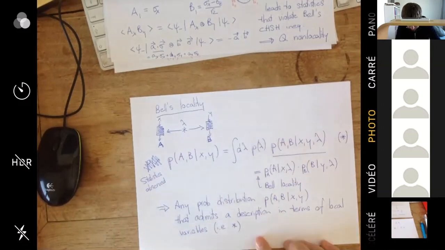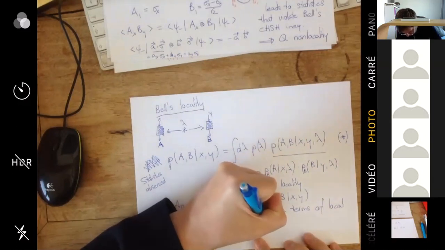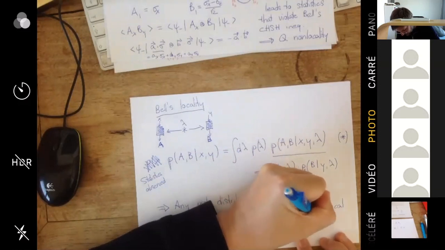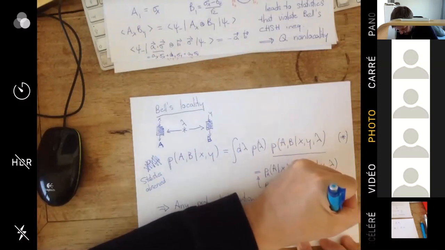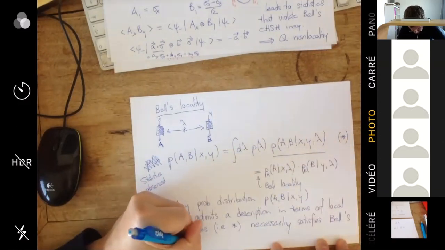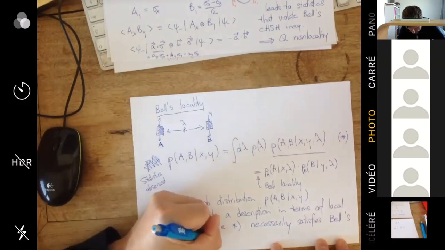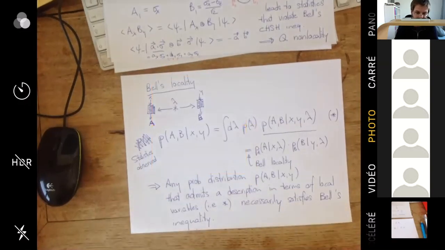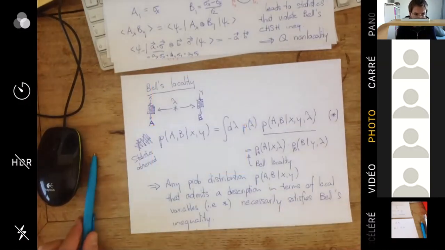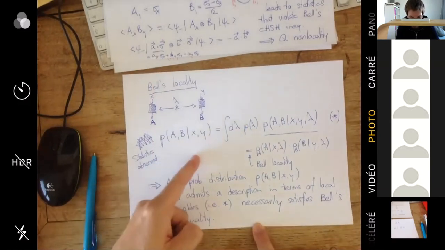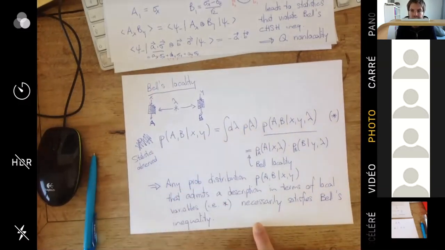So any such distribution necessarily satisfies Bell's inequality. So you see the Bell's inequality as we derived it before, like the CHSH inequality, has to be satisfied for every probability distribution that admits a description like this.